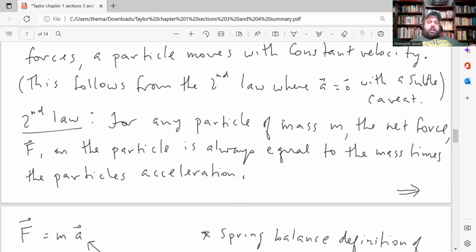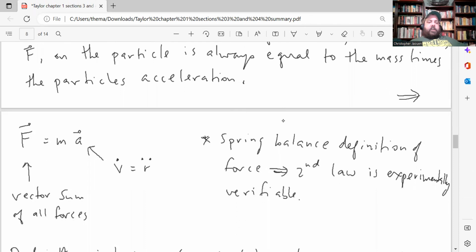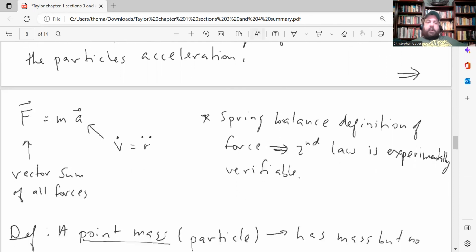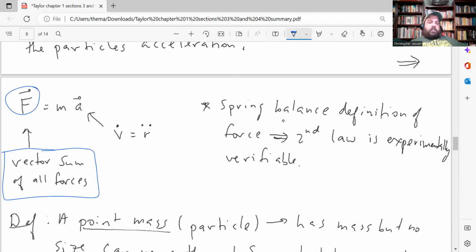Right, the second law is for any particle of mass m, the net force F on the particle is always equal to the mass times the particle's acceleration. So in other words, F equals ma, which I have written down here. So this part is the vector sum of all the forces on the object. Right, so in other words, it's the net sum of the forces, and a is the acceleration of the object. So in other words, that's the first derivative of velocity with respect to time, or it's the second time derivative of position.